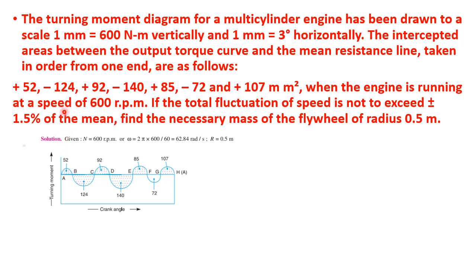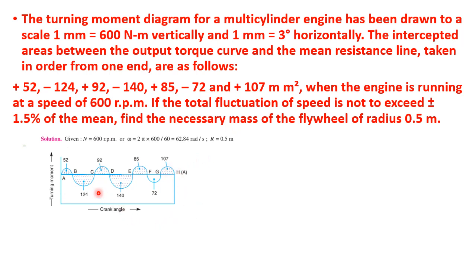The next value is minus 124, so from here I am going down and putting this value as minus 124. You can see that I am dotting this area as I go on. This point is C, and from C the third value is plus 92. Plus will be above the line, so this time I am drawing it above. Minus 140 is below, plus 85 is above, minus 72 is below, and plus 107 is the last value given. That is how I am going to end the curve.